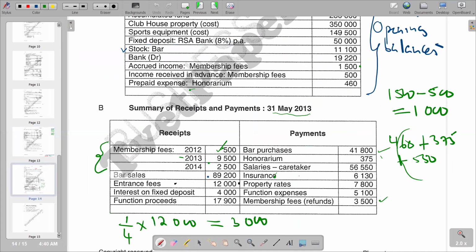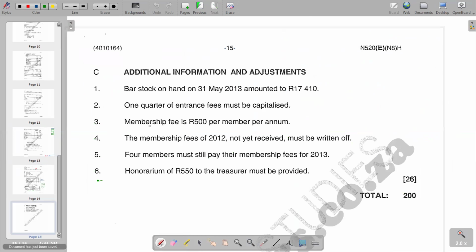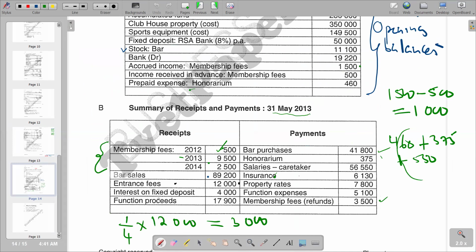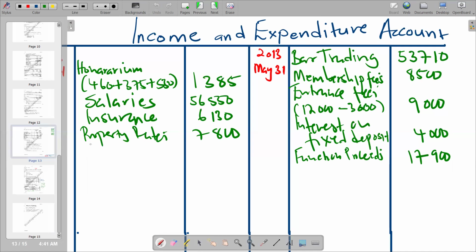We put function expenses 5,100. But for all the expenses, before you enter them, we go to additional information and check any adjustment affecting that expense. If there's none, we take the figure as it is and enter it. In this case, we put function expenses 5,100. So we are transferring our function expense 5,100. So basically that's what we have.